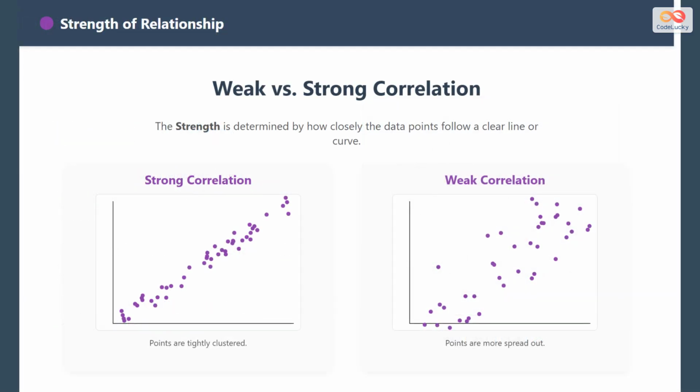Beyond just direction, we also look at strength. Strength refers to how closely the data points follow a clear linear path. If the points are tightly clustered together in a line, the correlation is strong. If they are spread out loosely, like a cloud, the correlation is weak.